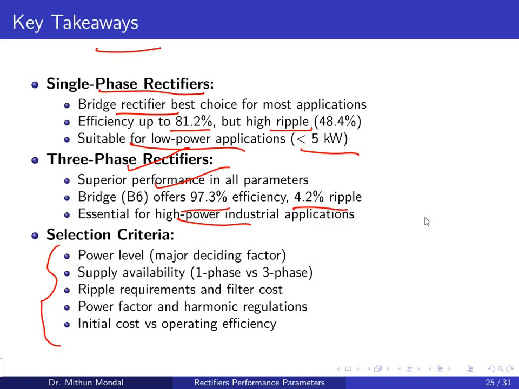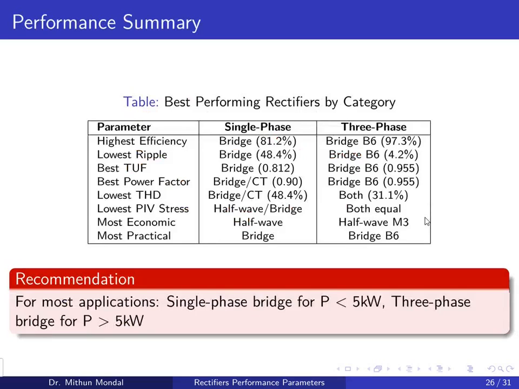So selection criteria will depend upon the power level, supply availability, whether it is single phase or three phase, ripple requirement and filter cost, power factor and harmonic regulation, initial cost versus operating efficiency. So this selection criteria will judge whether we need to go with the single phase or three phase configuration. Again, we can compare the single phase and three phase in a better way with these performance parameters, and depending upon our requirement, we can go with either the three phase or single phase with proper judgment of the performance parameters that we require.